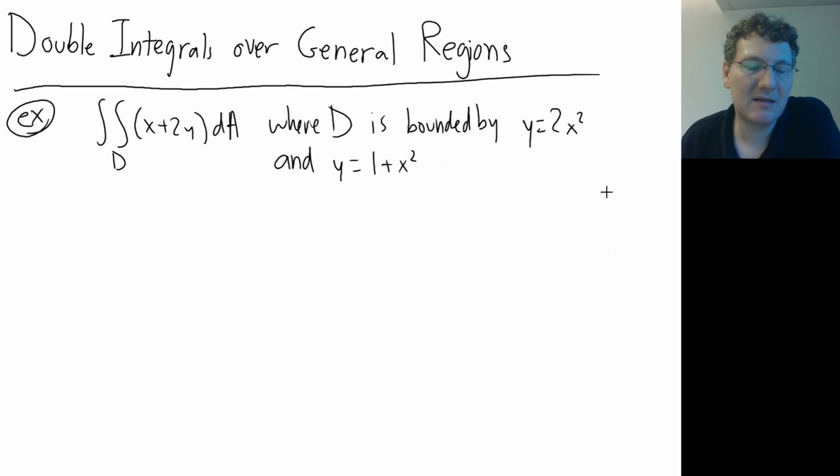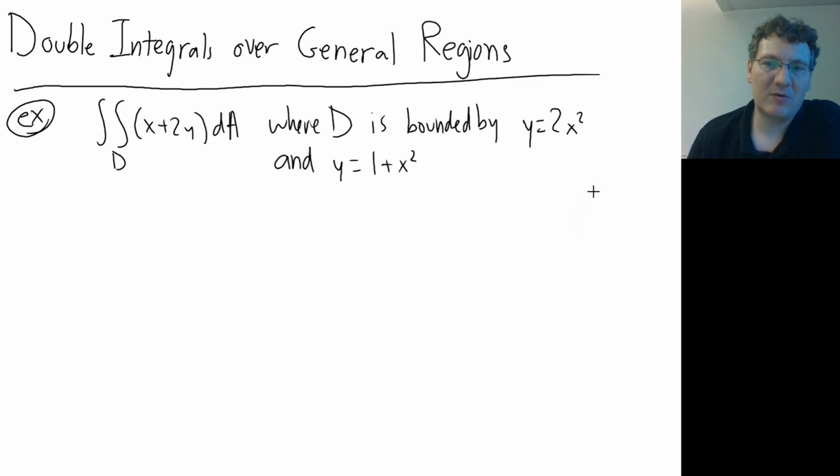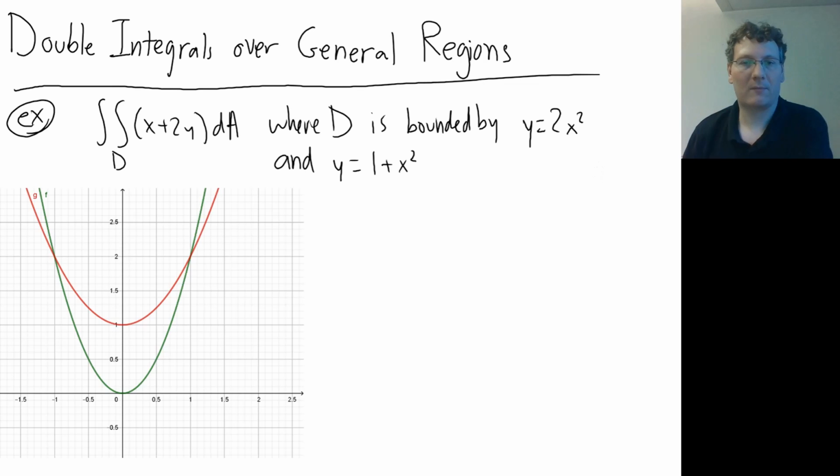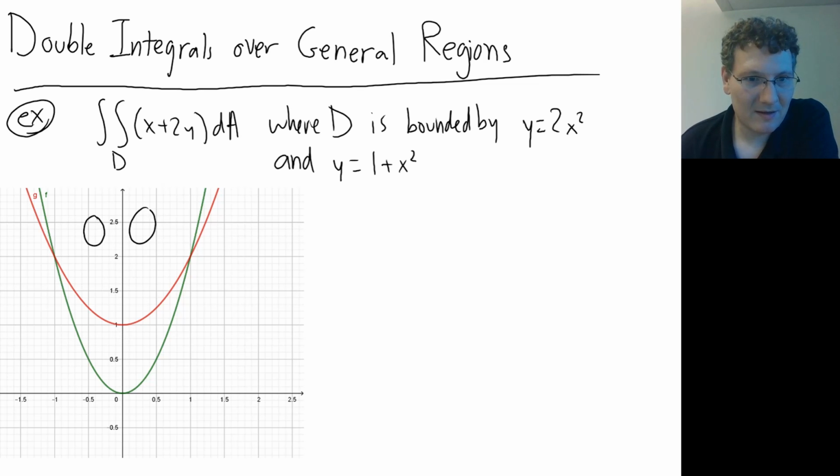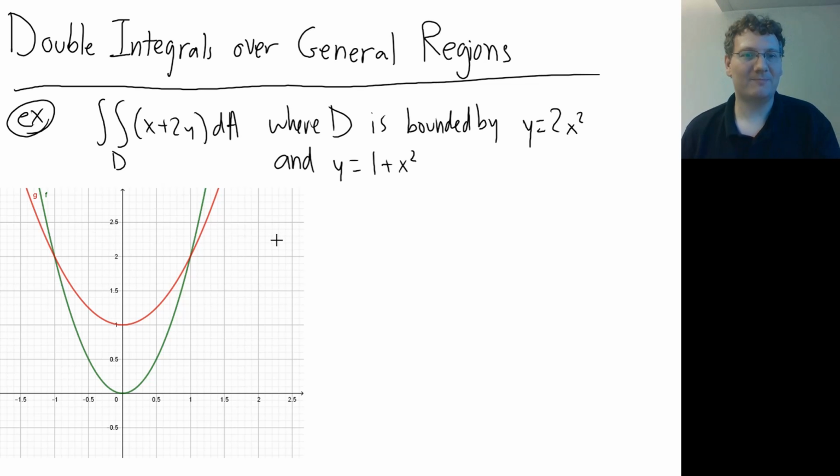Okay, so let's take the integral over this region D, the integral of x plus 2y dA, where D is bounded by these two different parabolas. y is 2x squared and y is 1 plus x squared. So this is what the region looks like. You can see that it looks like some smiley face of like a crazy person.